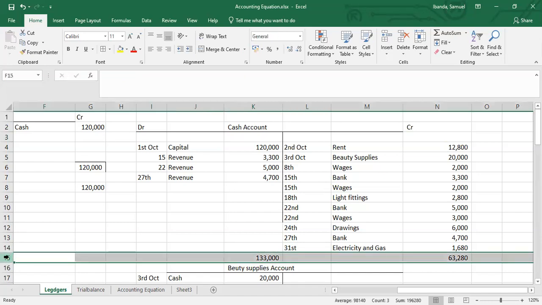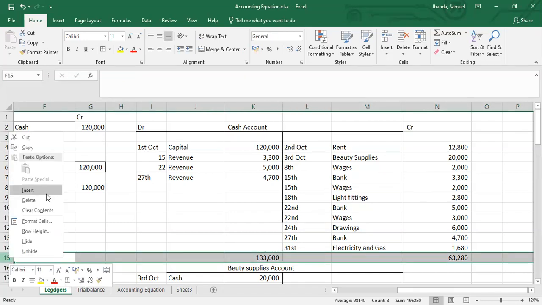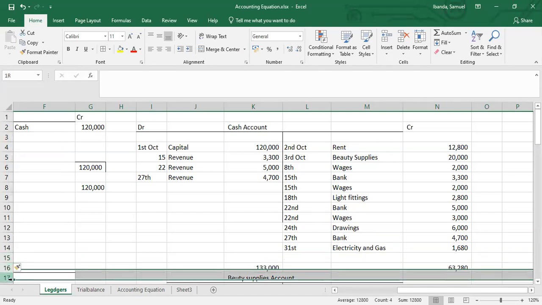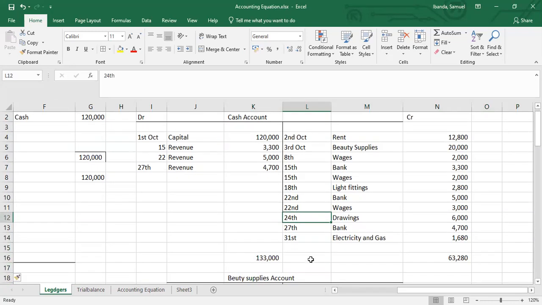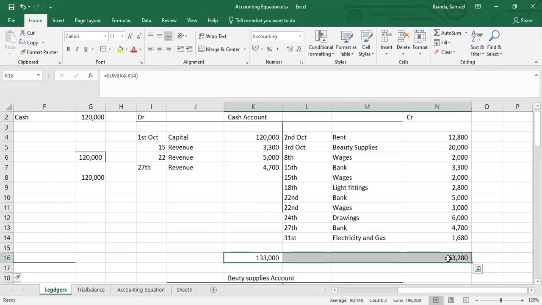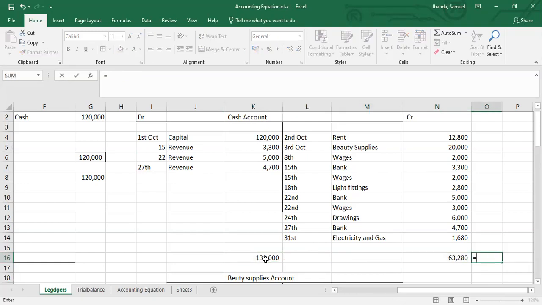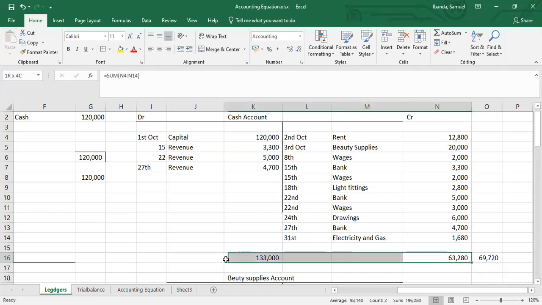You get it? Since this is Excel, I'll want to add a little more space so I can balance off rightly. So what is going to happen, you have to test this on your calculator. You don't have to write it there, because if you're writing it with a pen, you may not have how to remove it. So now I'll just find the difference between the two sides. So it is 69,720. So this 69,720 is actually going to be my balance.